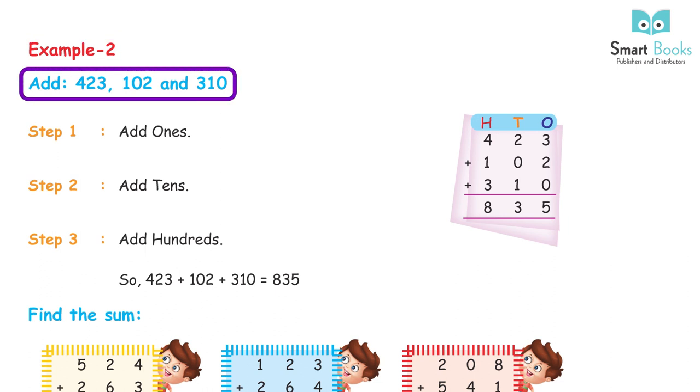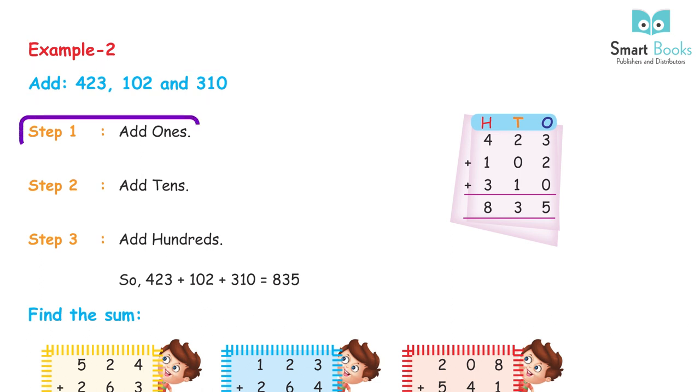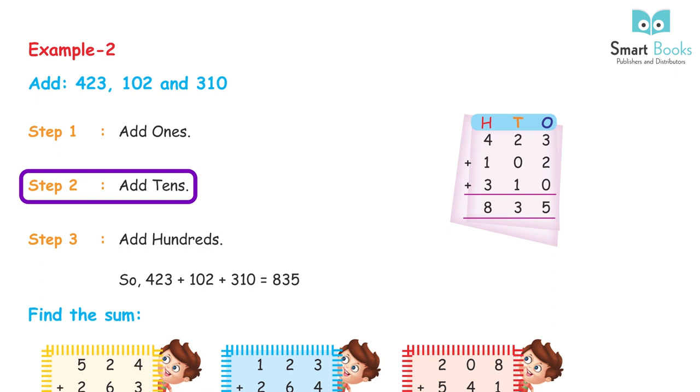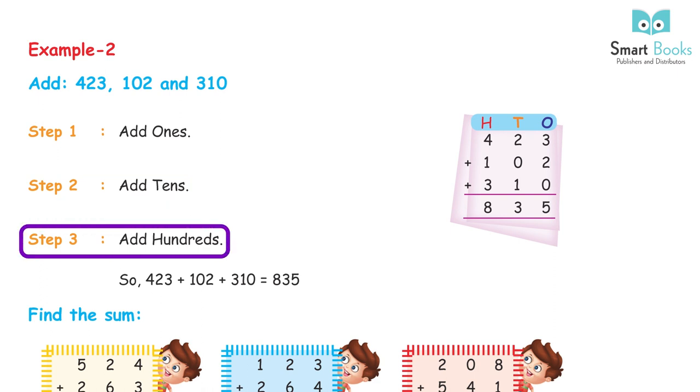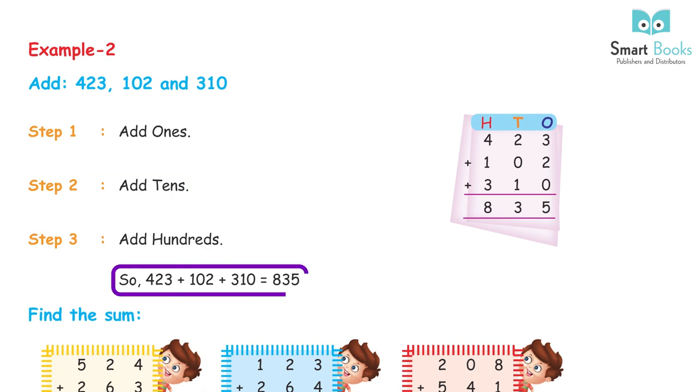Example 2. Add 423, 102 and 310. Step 1. Add ones. Step 2. Add tens. Step 3. Add hundreds. So 423 plus 102 plus 310 is equal to 835.